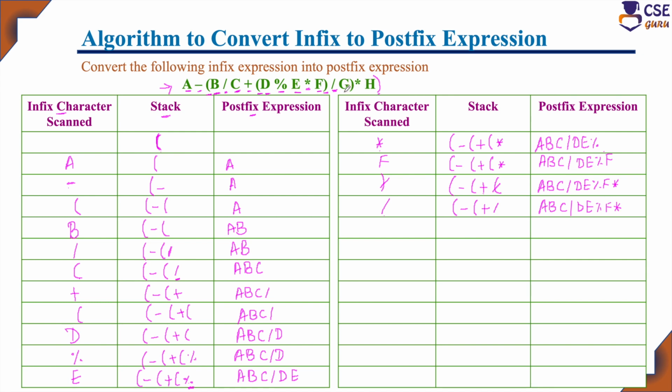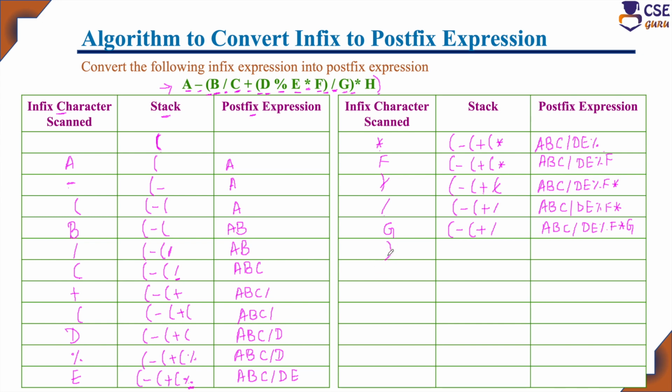Next comes the operand G. If it is an operand, directly place it in the postfix expression. Now the postfix expression is ABC/DE modulus F star G. You have to add now. Okay. And next comes the closed parenthesis.